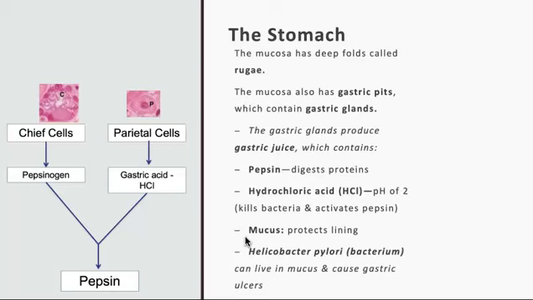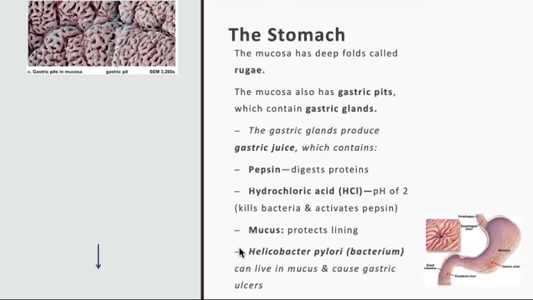If we do have a rupture within the mucosal lining, we can get an ulcer that gets formed. One of the bacteria that can live within the mucus and cause this to happen is our Helicobacter pylori.